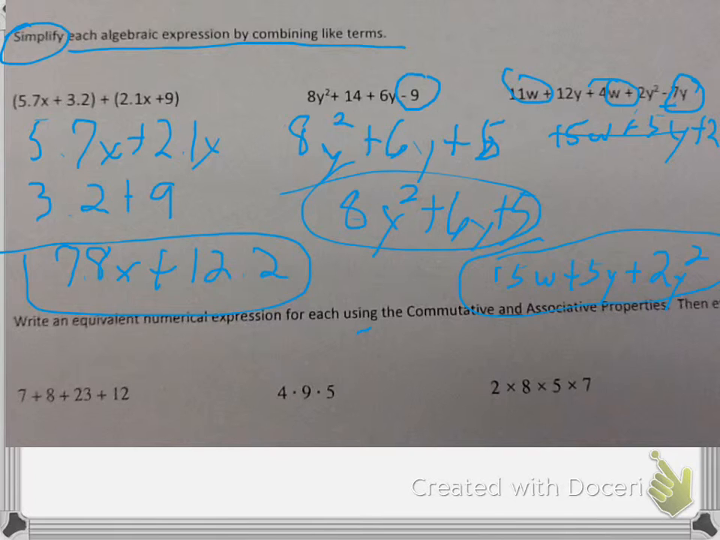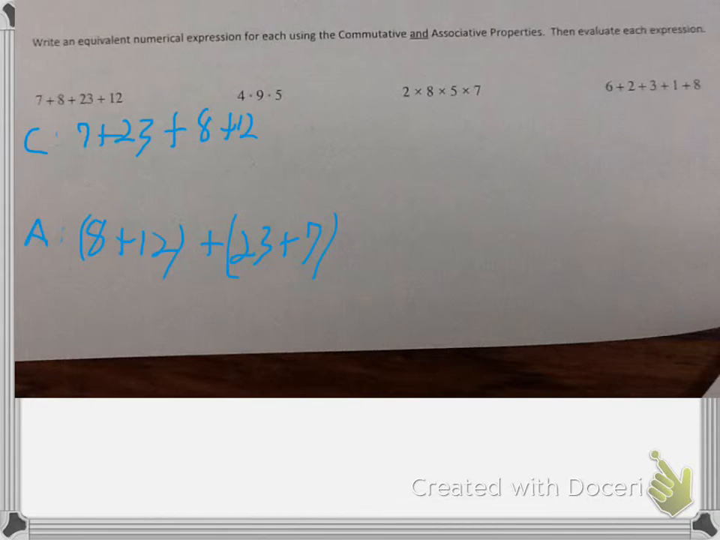Alright, the next section says to write an equivalent numerical expression for each using the commutative and the associative properties, then evaluate each expression. So, the first expression, we have 7 plus 8 plus 23 plus 12. And you can see my expressions that I wrote.